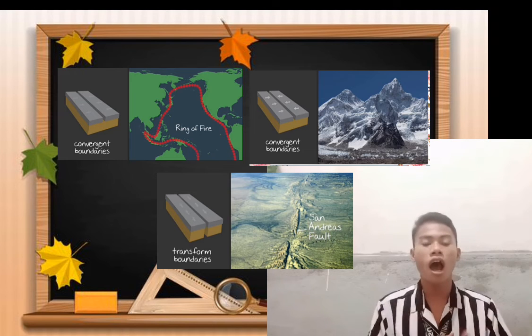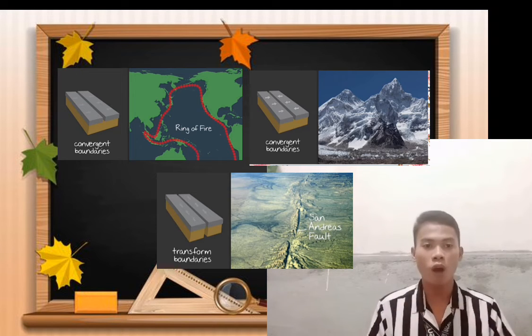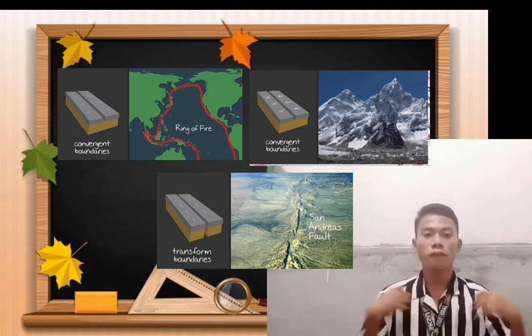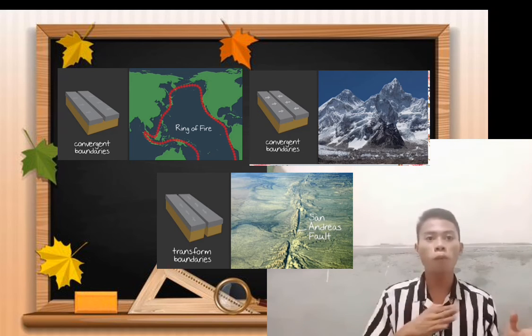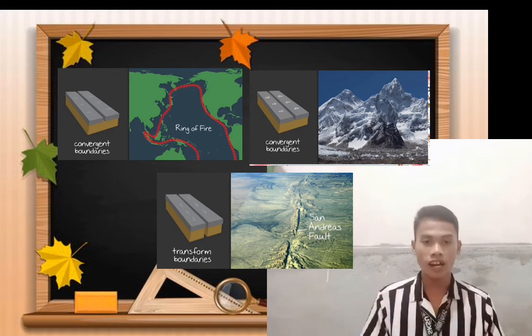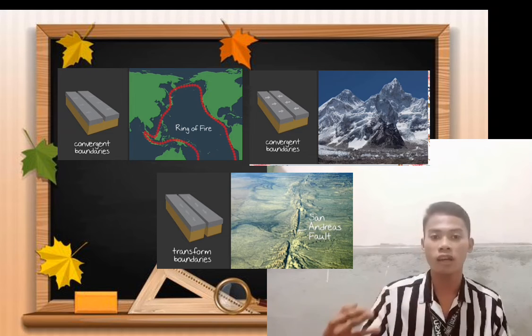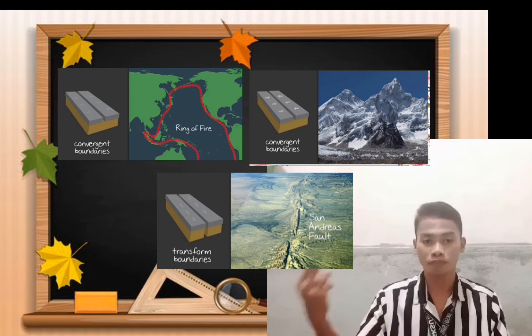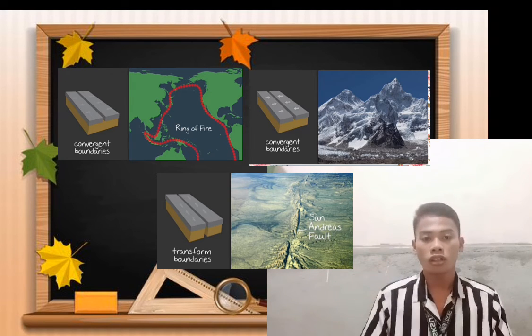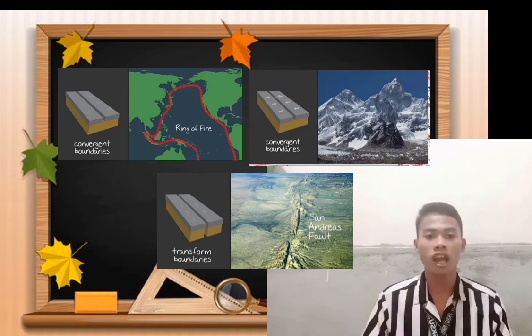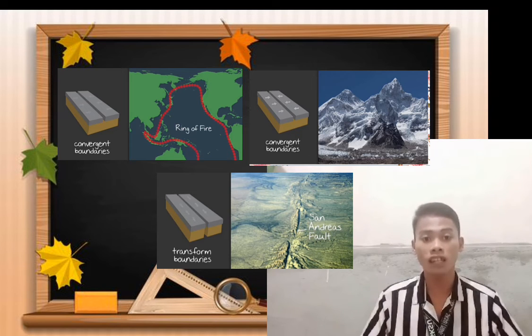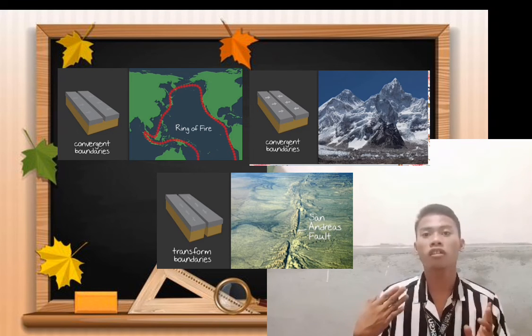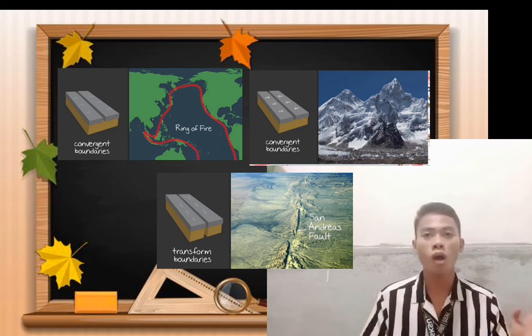So let's move to divergent boundaries. The divergent boundaries, this is when two plates move away from each other. So the difference is, while convergent boundaries meet each other, at divergent boundaries the plates move away from each other.